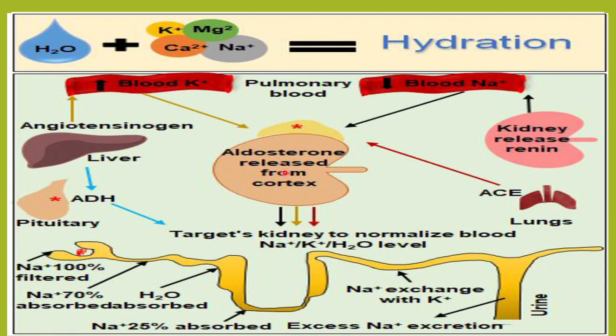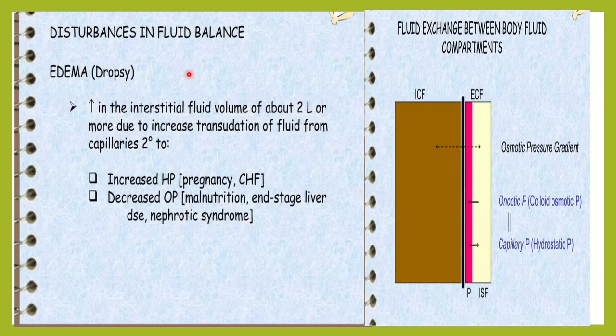Like the kidneys, the lungs, the liver, the pituitary, and a lot of hormones. Angiotensinogen is there, ADH is there, then you have ACE. All these hormones and organs help to maintain this electrolyte concentration. Whenever there is a decrease or increase in this fluid balance, we get certain symptoms.